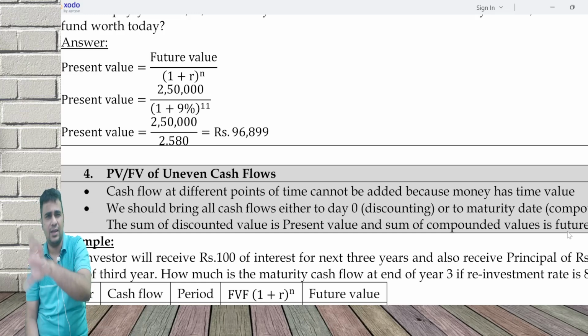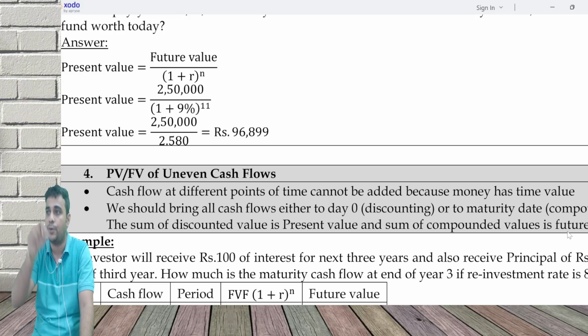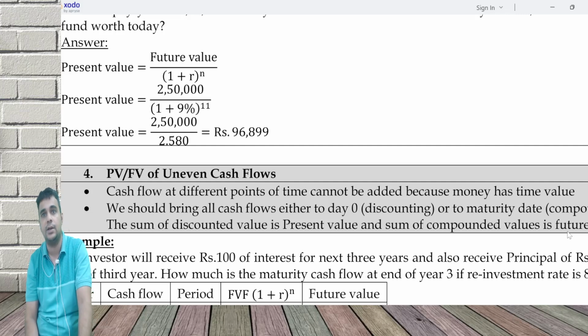So you would have got the other factor. Inverse of future value factor is present value factor. Inverse of present is future. 1 divided by, you're not getting the number, 1.09 power 11. You will have to do that calculation. 1.09 power 11 is 1.09 into 1.09 into 1.09. You will have to do that calculation and get that number.